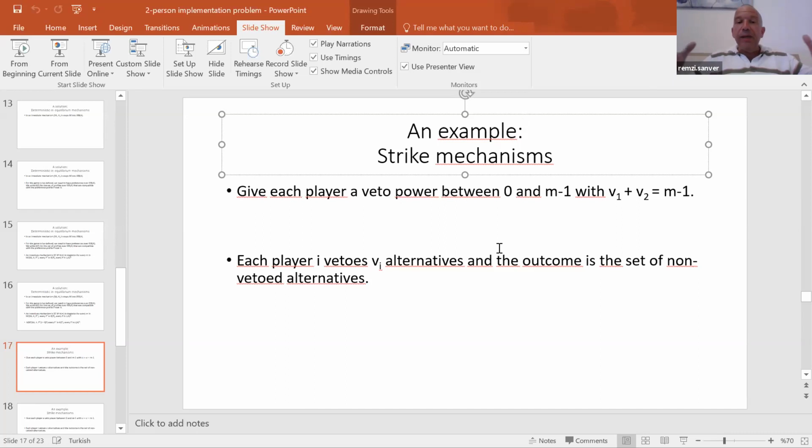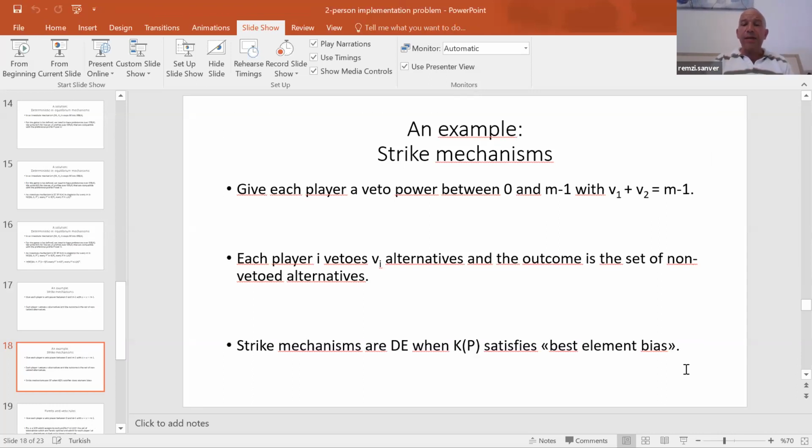So what we do is we define a strike mechanism. What the strike mechanism does is that it enables voters to veto any number of alternatives, which add up to m-1, where m is the number of alternatives. So suppose I have 5 alternatives. I say to the voters, well, you can veto 2 alternatives and the other can also veto 2 alternatives. So I distribute a veto power of m-1 alternatives among the voters. So each player i vetoes v_i alternatives, and the outcome is the set of non-vetoed alternatives.